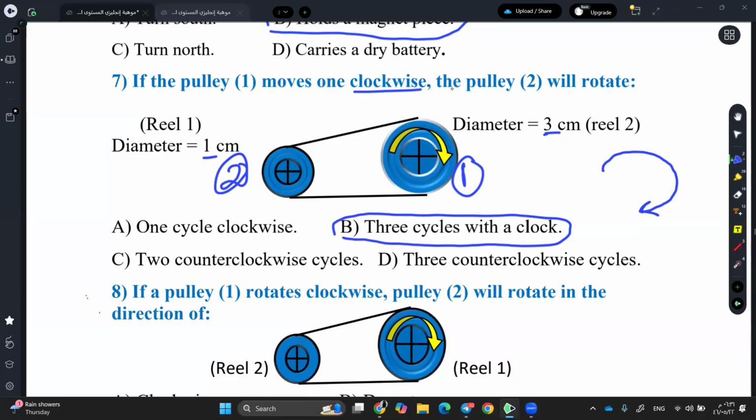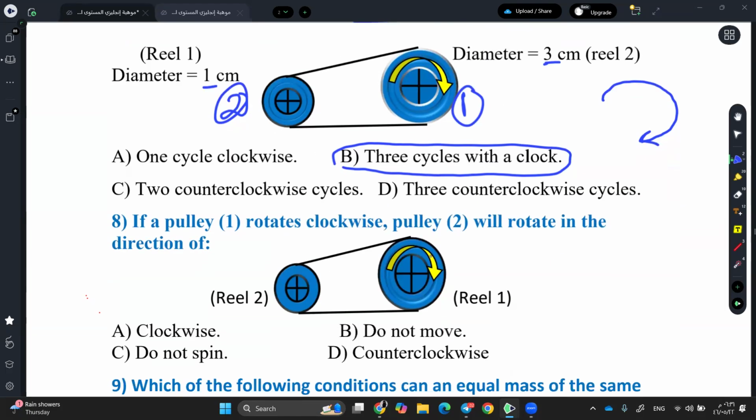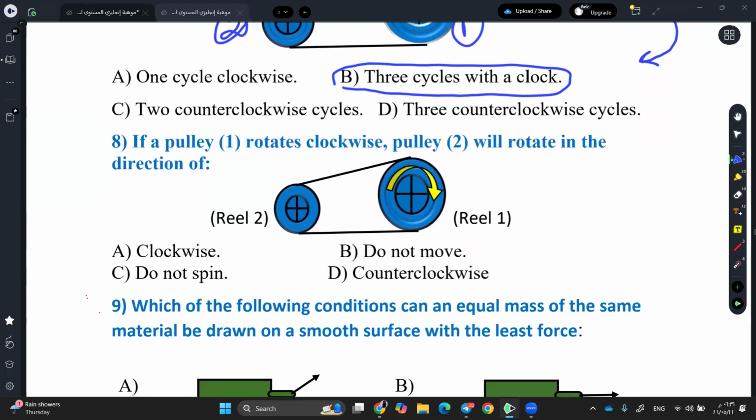Can I explain? Yes, you can explain. If the small one moves one time, the big one will move 3 times, because you are multiplying 3 times 1, it will be 3. One time the small one moves, 3 times the big one will move. Okay, excellent. Thank you.